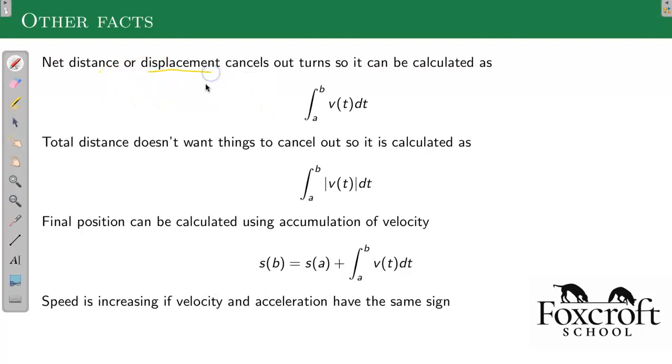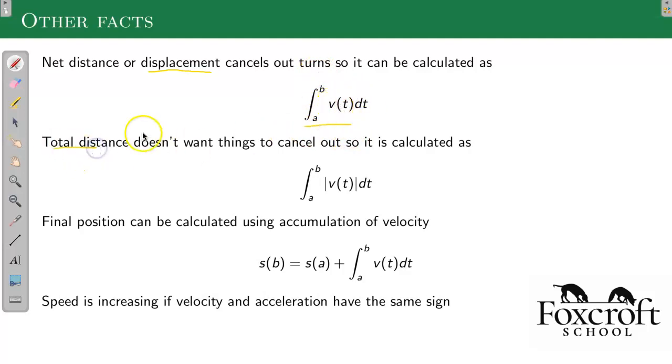Some other words that might get used. The displacement is just the difference between where you started and where you ended. So if you were to walk a mile and turn around and walk back a mile, your displacement is actually 0 because you haven't moved from your original place. So you actually want things to cancel out. So you just take the integral of velocity. It gives you the difference in your position.